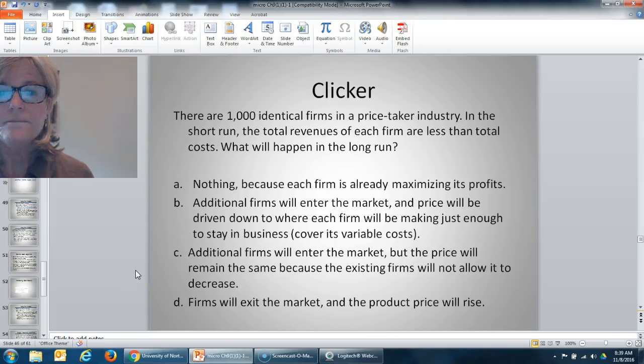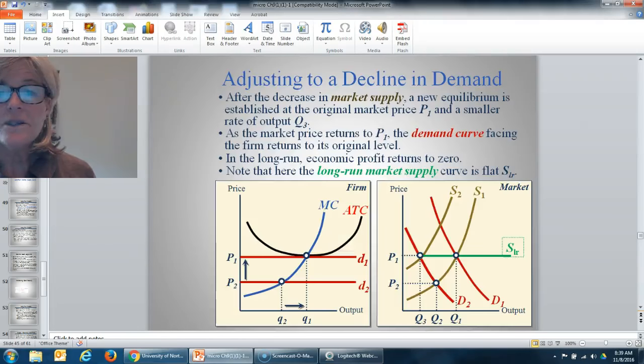1,000 identical firms in a price taker industry. In the short run, the total revenues of each firm are less than total costs. What will happen in the long run? Firms are going to exit the market. Product price will rise.